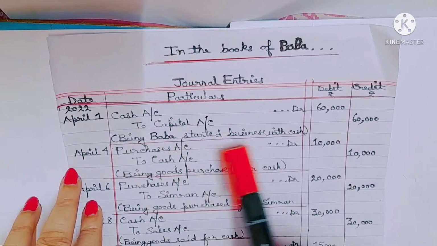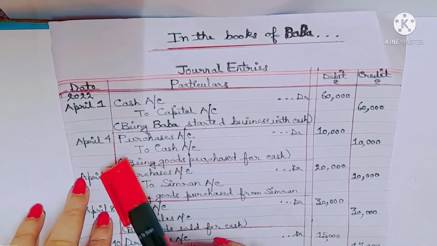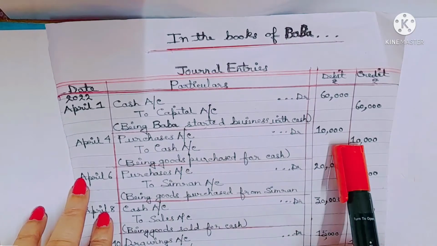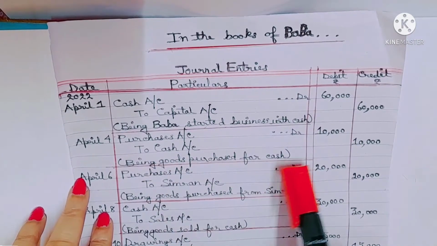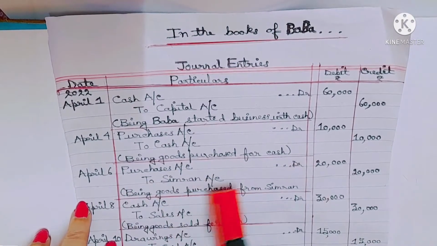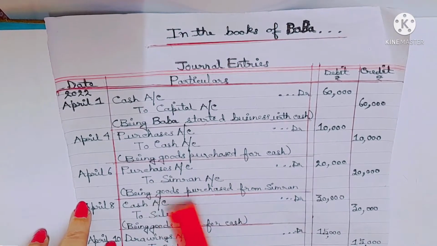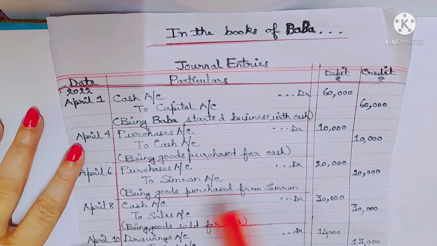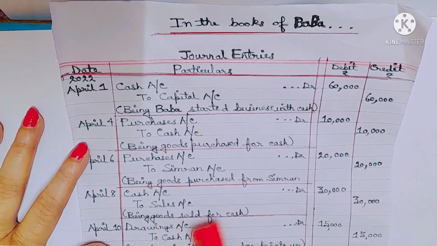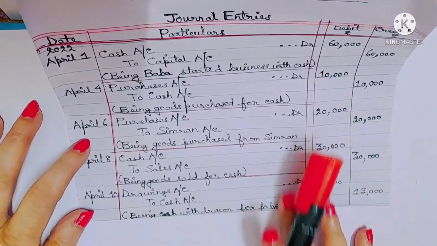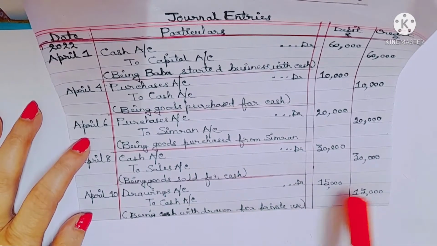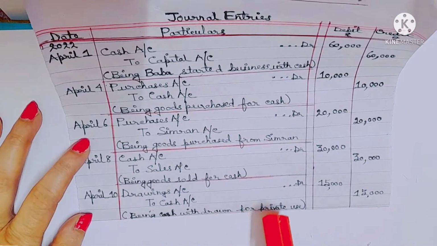being Baba started business with cash. Second transaction on 4th April, purchases account debit to cash account 10,000, being goods purchased for cash. On 6th April, purchase account debit to Simran account 20,000, being goods purchased from Simran. On 8th April, cash account debit to sales account 30,000, being goods sold for cash. On 10th April, drawings account debit to cash account 15,000, being cash withdrawn for private use.